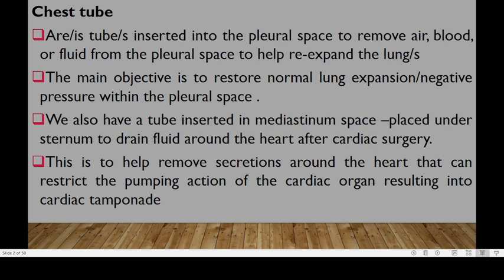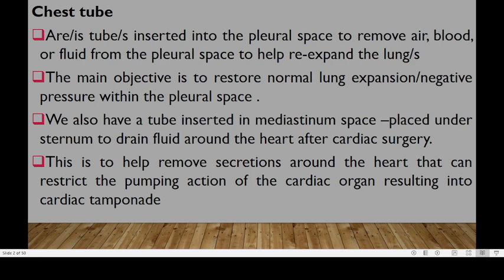And if you are to look at the definition of a chest tube, this refers to a tube that is normally inserted into the pleural space to remove air, fluid, or blood from the pleural space. And when you remove such, this act normally helps to re-expand the lungs. So the main objective is just to restore the normal lung expansion and also achieve the negative pressure within the pleural space, which normally enables a seamless process of breathing in and breathing out.